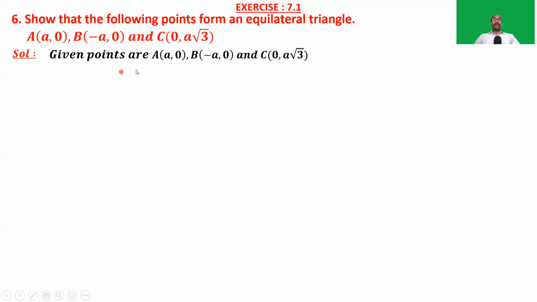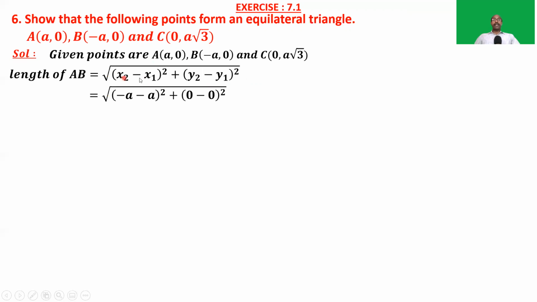So first, the given points are A(a, 0), B(-a, 0), and C(0, a√3). Now the length of AB: the formula is the square root of (x2 - x1) whole squared plus (y2 - y1) whole squared, which we already know. Substituting the values of x1, y1 and x2, y2, we get (-a - a) whole squared plus (0 - 0) whole squared. In that way, we get AB = 2a.